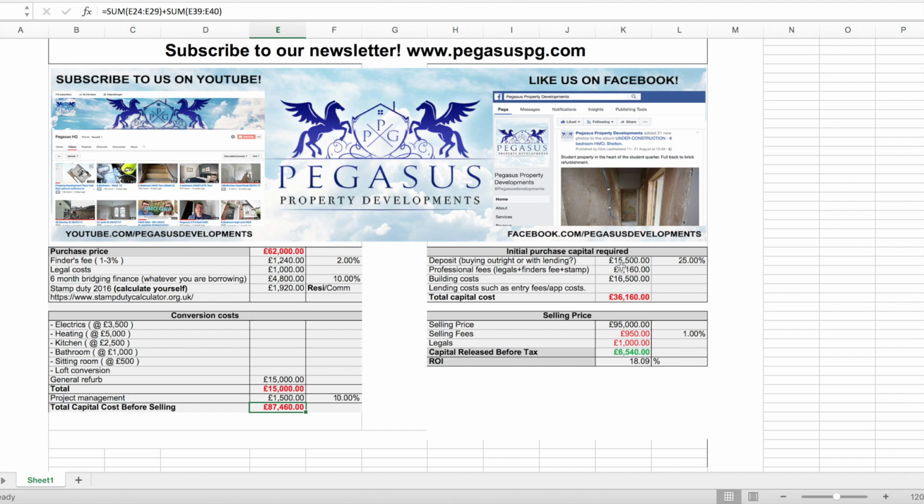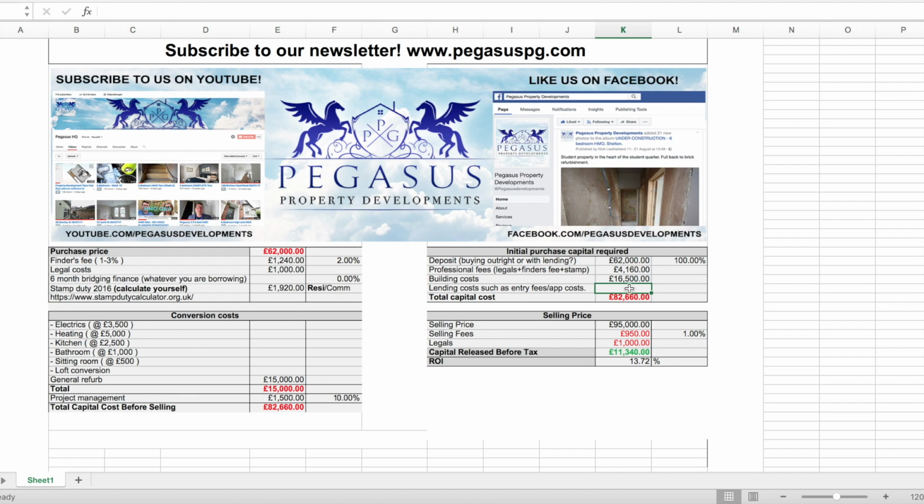So next, if you come over to this top right corner here, initial purchase capital required. Like I said before, if you were doing a bridging loan, then you wouldn't be putting 100% of the purchase price in. You'd be putting in a percentage. But let's assume that you're buying this one with cash, so that's 100% there. We'll take off the bridging money just because there isn't any. And so that's that. Let's assume you're doing this all cash then. Professional fees, so that's your legals, finder's fee and stamp all added up. Building costs, that's your renovation and project management costs added up.